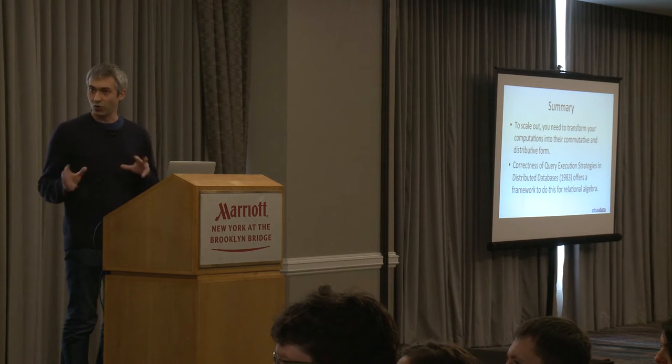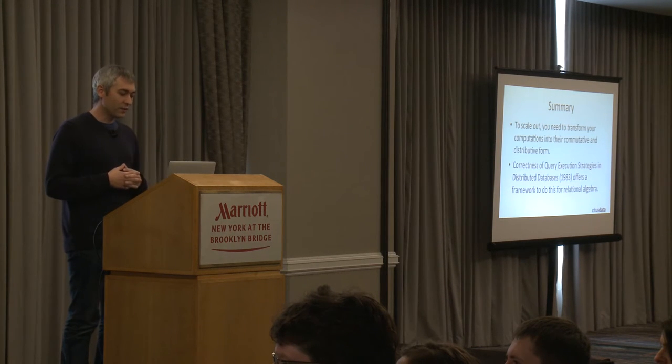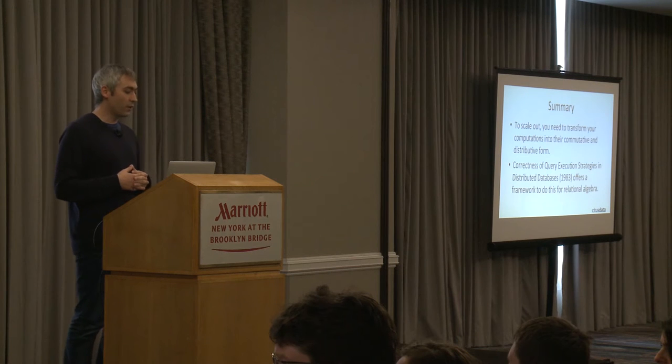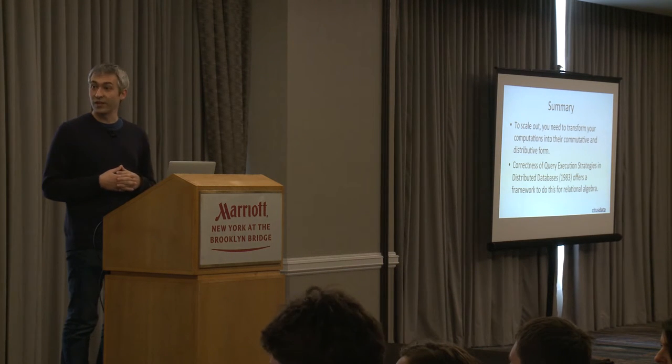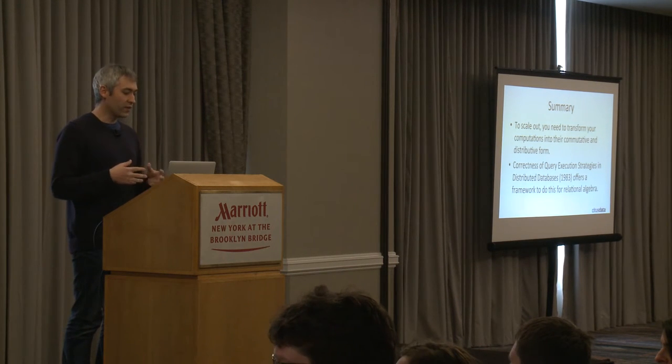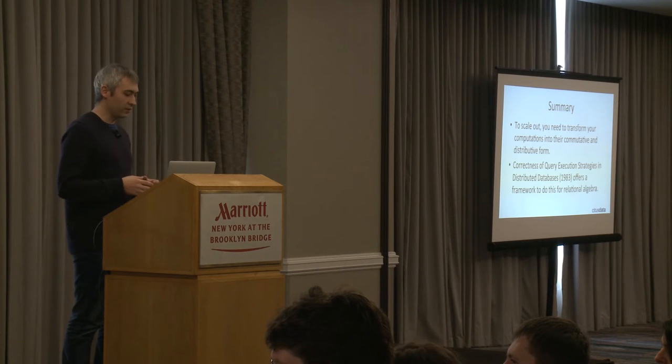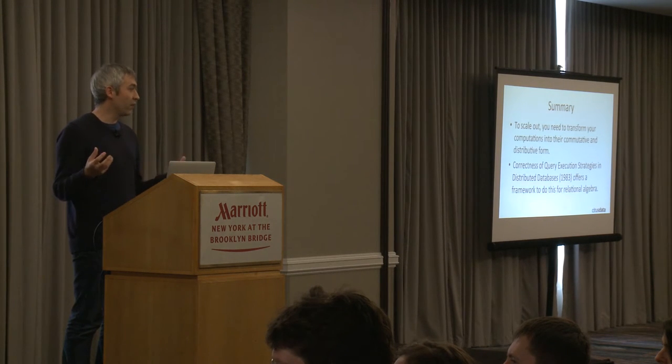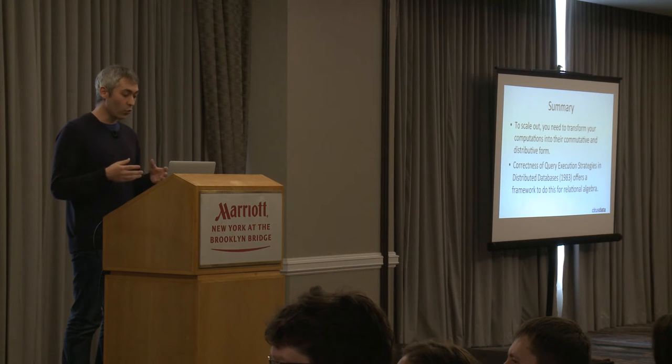In summary, for this part of the mini talk, building a distributed query planner is about parallelizing your computations and pushing them down. Doing this effectively for the wide range of computations that can be expressed with SQL is really, really hard. You need to transform your computations into their commutative and distributive form. Correctness of query execution strategies in distributed databases is the only paper that we know of that proves how to do this for distributed relational algebra.